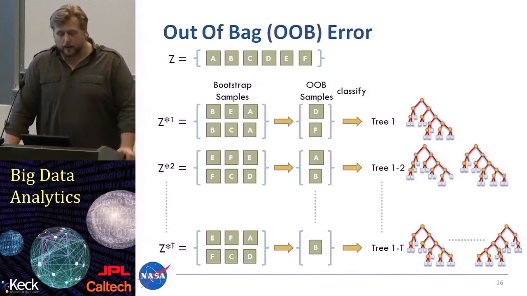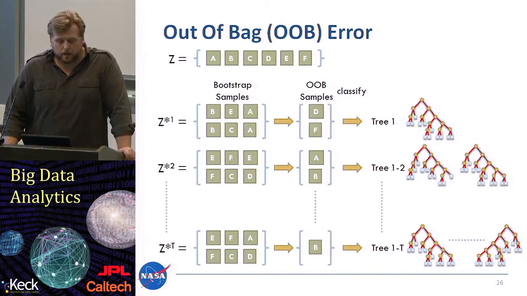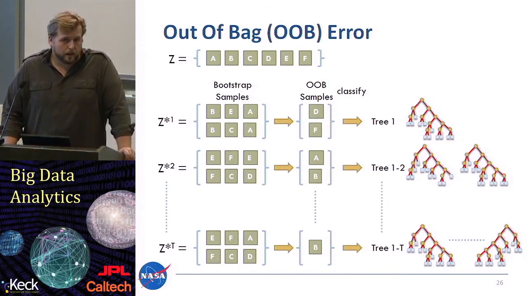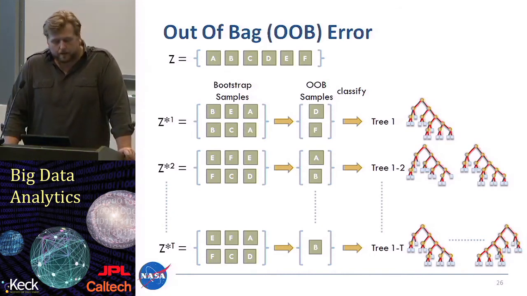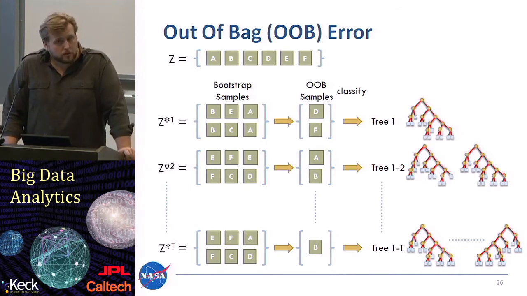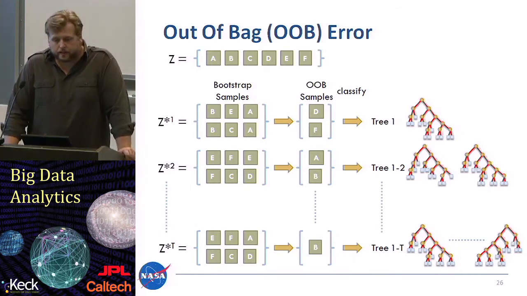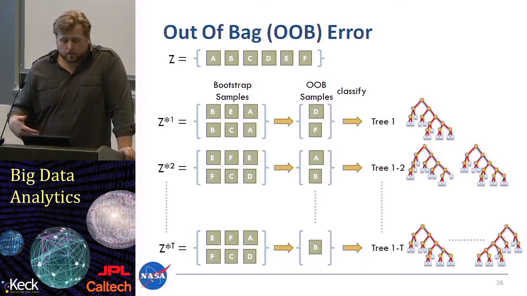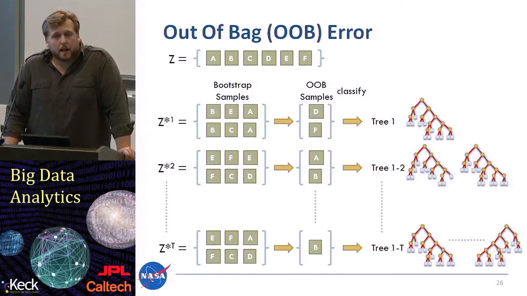So for every tree you have some samples which are actually left out during the training procedure. And if you have an ensemble of a few hundred trees, you can imagine that every sample is approximately 1/3 of the time left out of training and then can be used for estimating the generalization error.